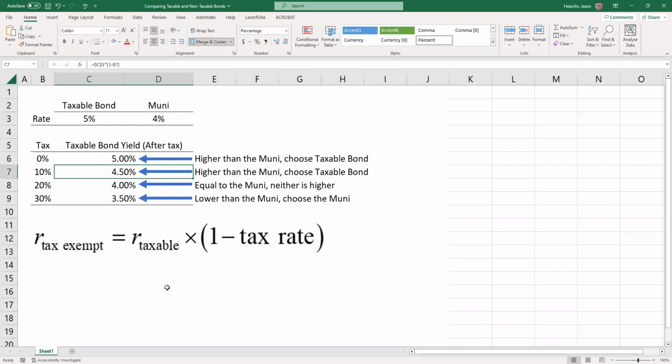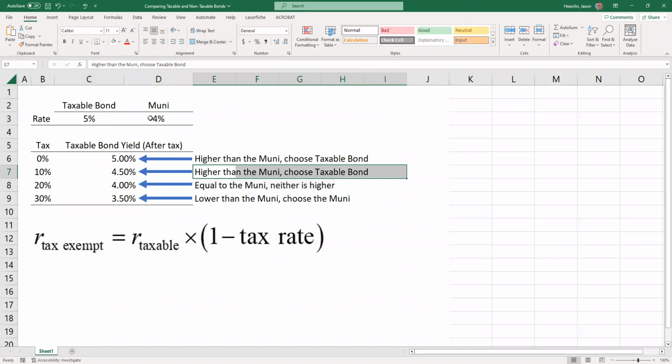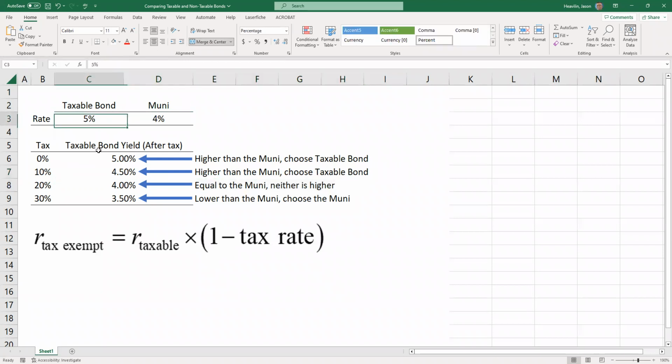But what happens if we apply the same formula in a 10% tax situation? We go ahead and again take the 5% of the taxable bond. We multiply times 1 minus the tax rate. And the taxable bond is effectively yielding 4.5%. Still, it's higher than the 4%, so you will choose the taxable bond.